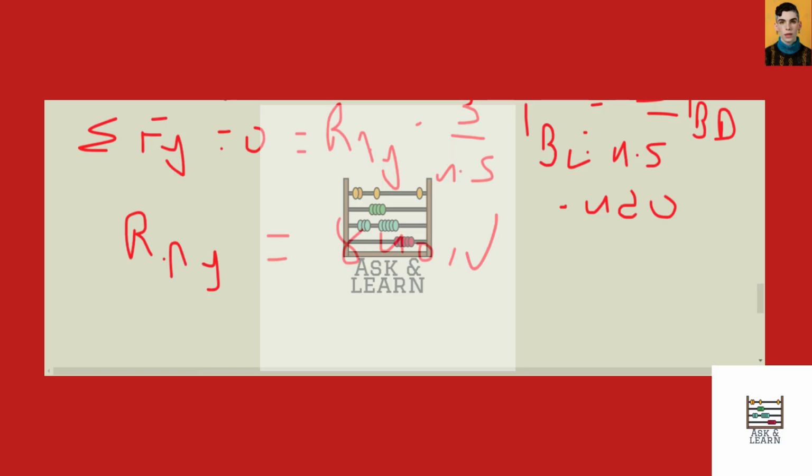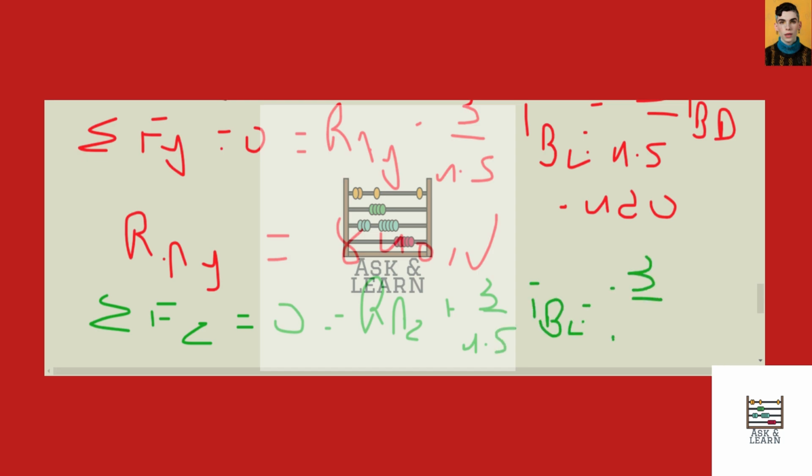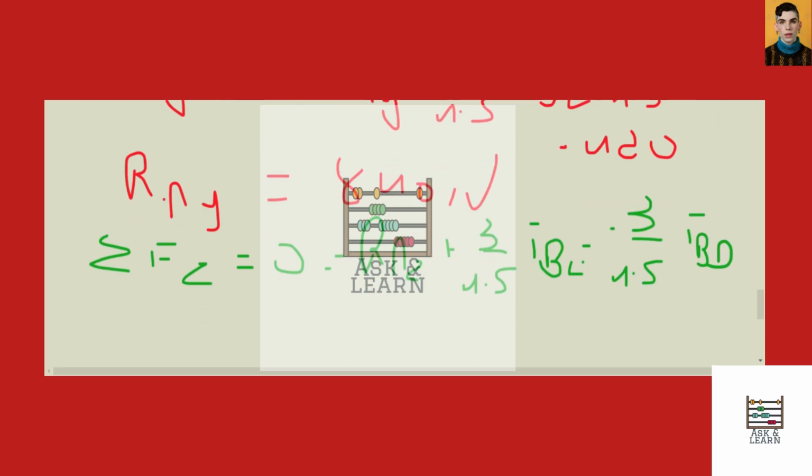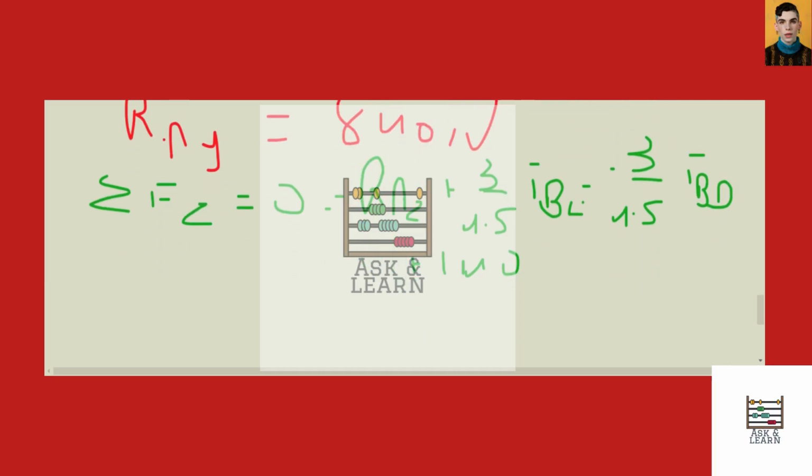And in the last step, similarly, we can equate all the forces in the z direction to 0. So I can write sigma Fz is equal to 0 is equal to RAZ plus 3 upon 4.5 TBE minus 3 upon 4.5 TBD plus 140, and by putting the values we are able to get RAZ is equal to 140 Newton.